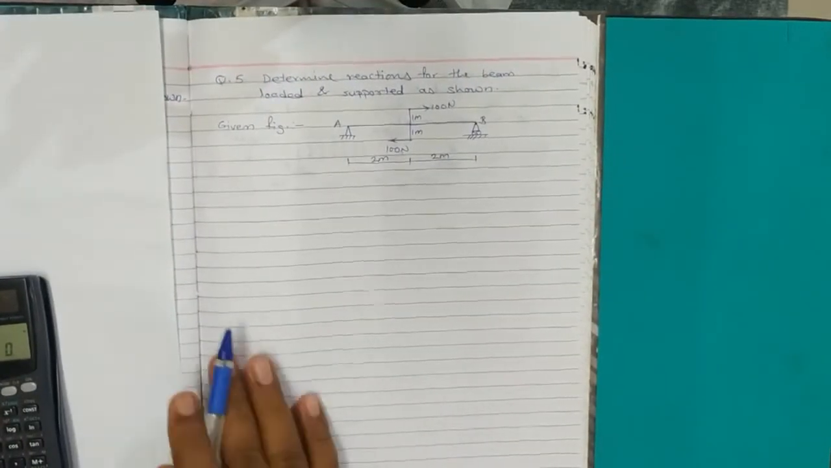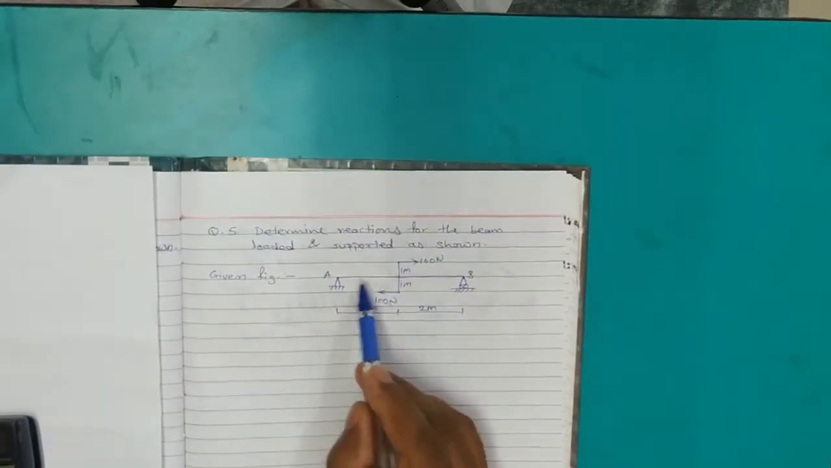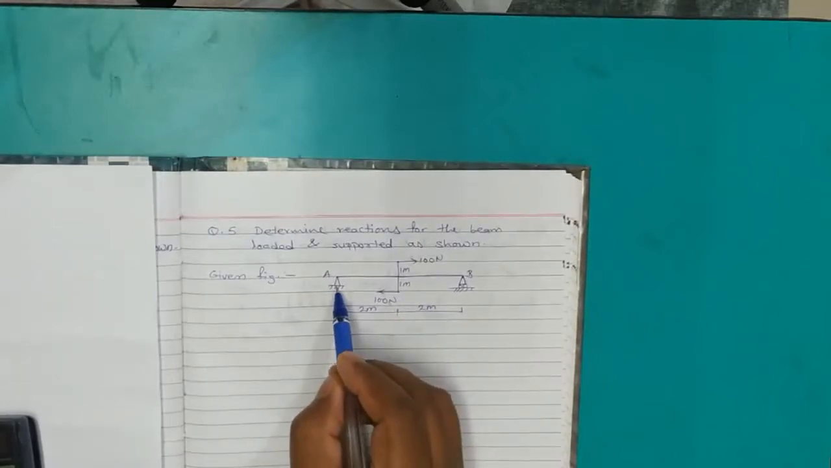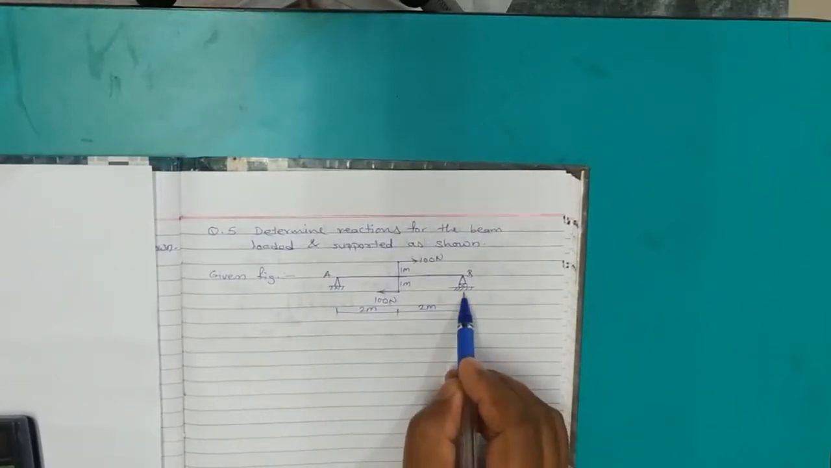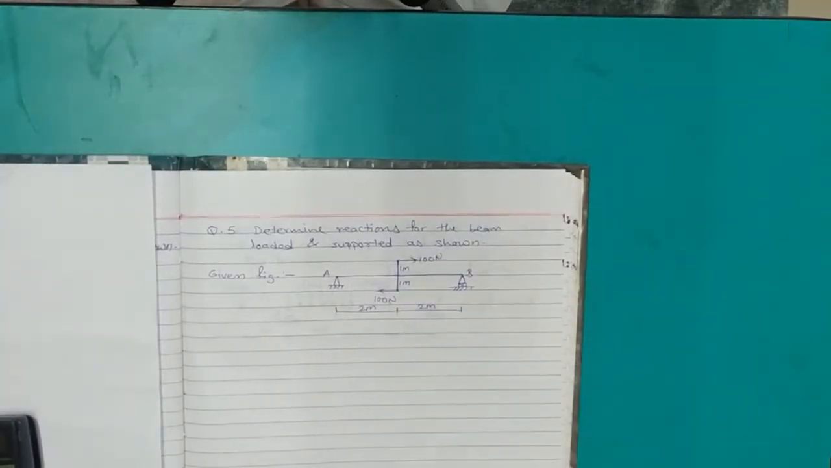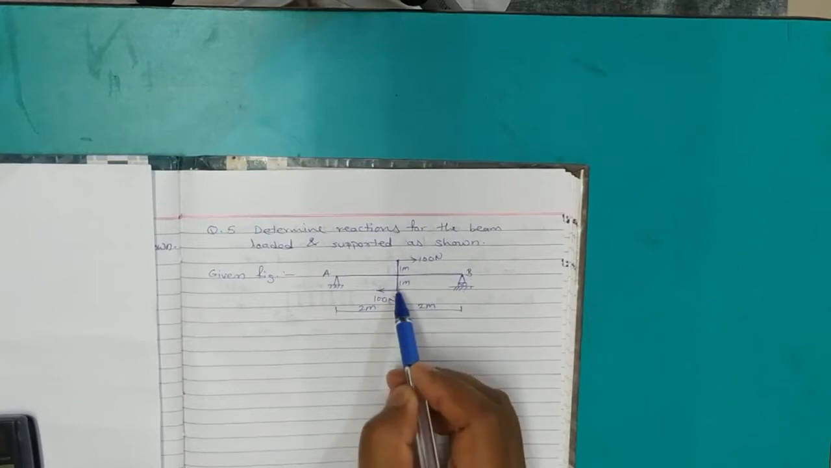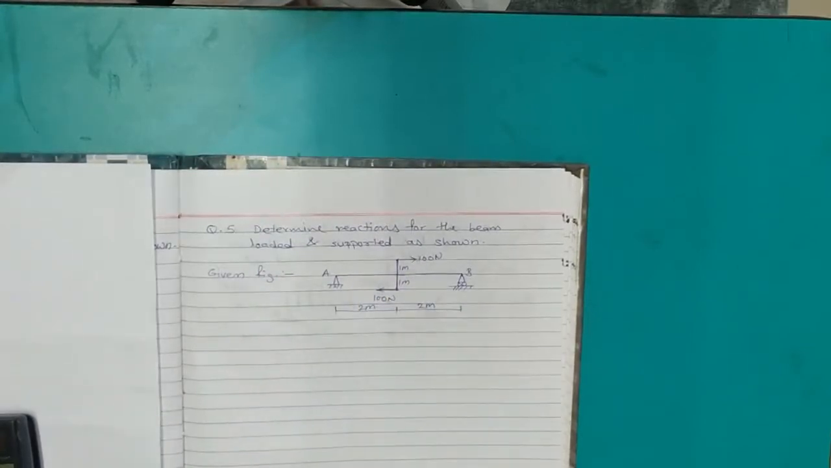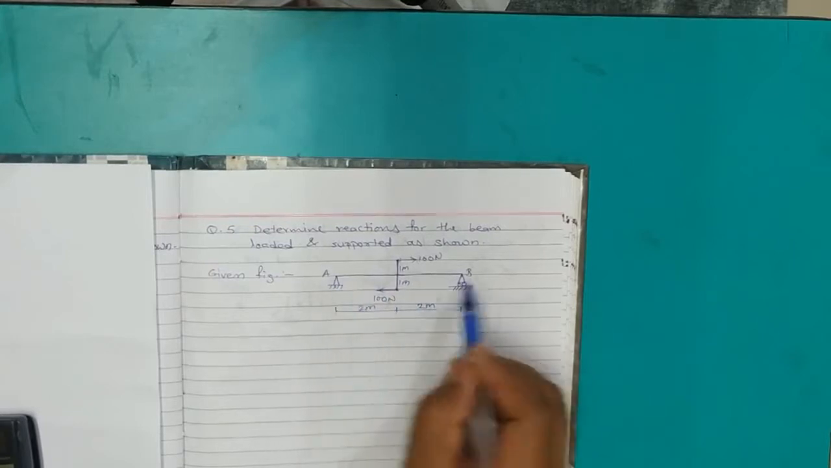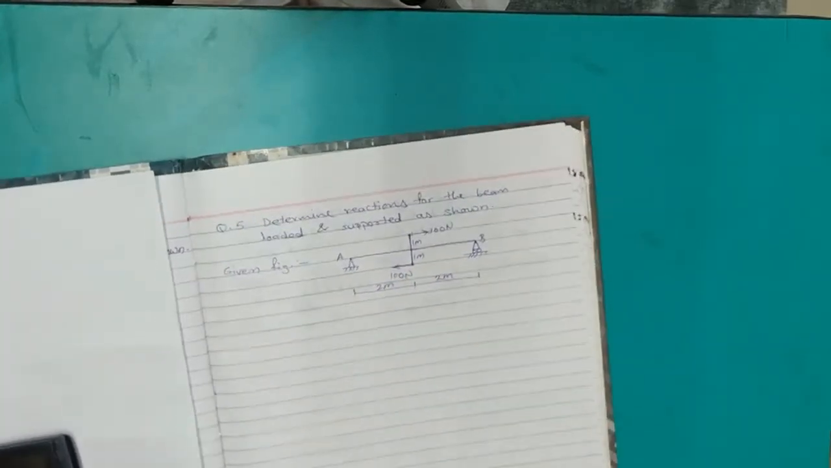Question says determine reactions for the beam loaded and supported as shown. Again, here you can see the beam AB, which is 4 meter long and supported by hinge at A, supported by roller at B, and there is one vertical arm to the given beam, at the end of which we have got 100 Newton loads applied horizontally in opposite directions. The vertical arm is 1 meter long on the upper side and 1 meter long on the lower side of the horizontal beam AB. Let's see how we can solve this.